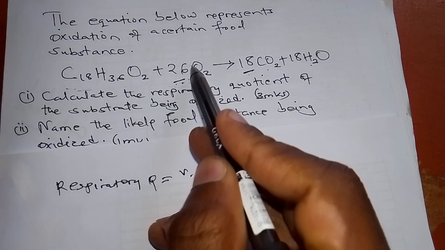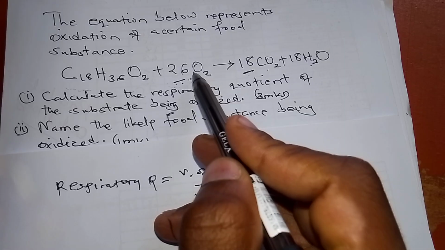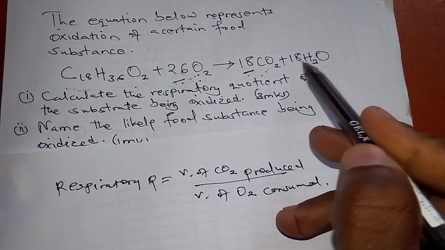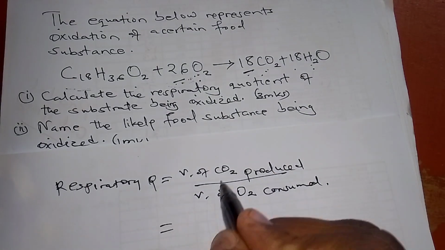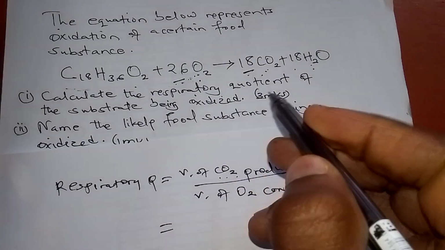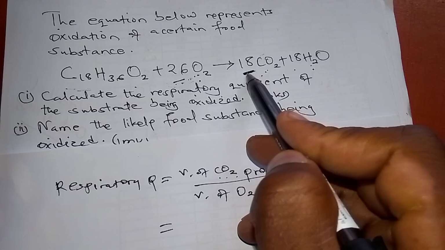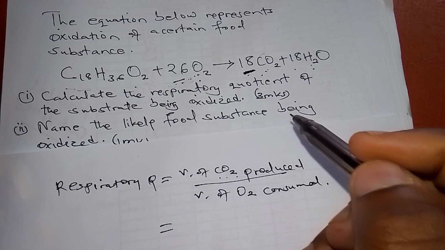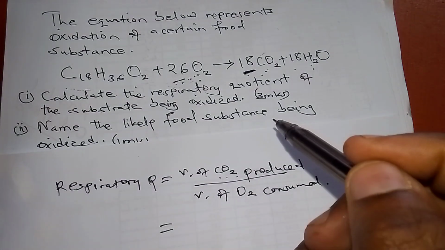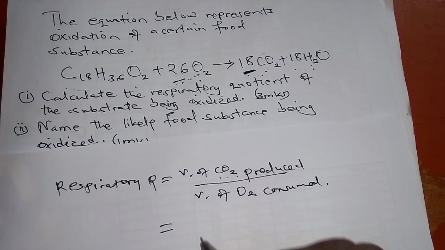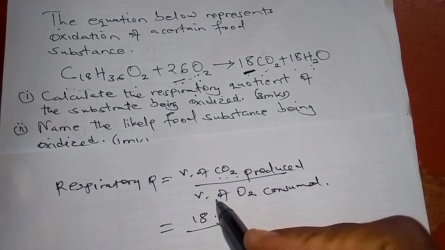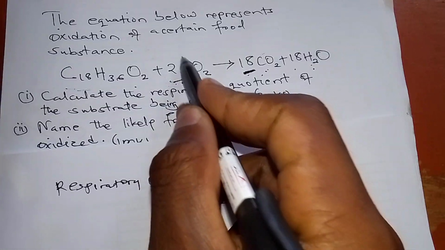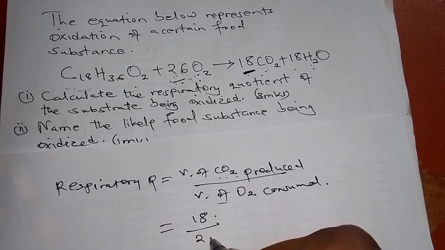Now look at this one. We have oxygen. Oxygen here is consumed, while carbon dioxide here is produced. Water is also produced. But when we are talking about volume of carbon dioxide produced, come to carbon dioxide, then the coefficient of that carbon dioxide is the value being produced. So what is that? It is 18, all over volume of oxygen consumed. Come to oxygen consumed. The coefficient of oxygen is 26.